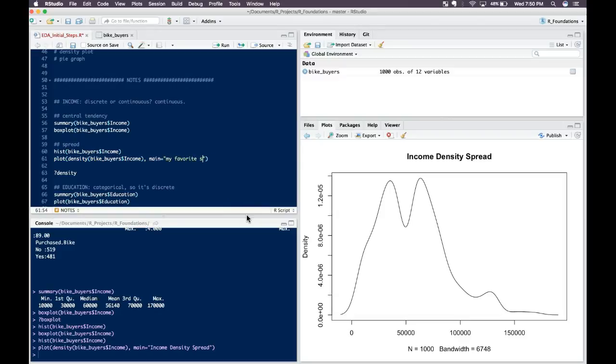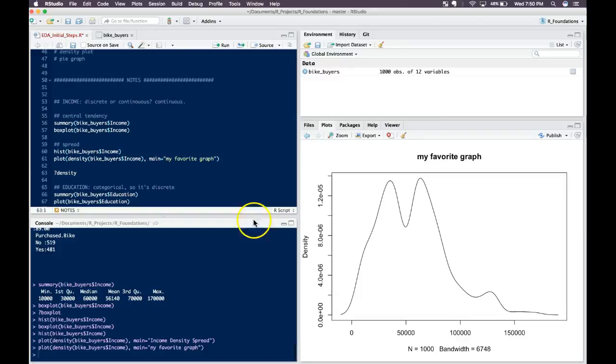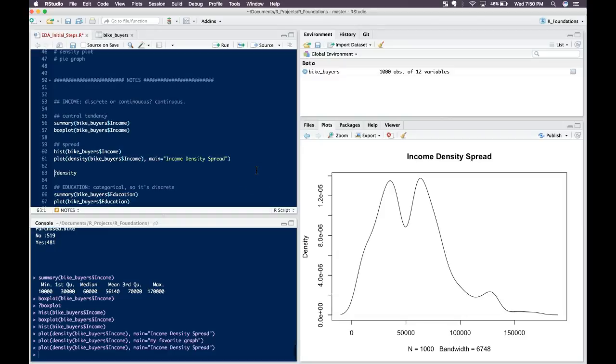Just to show you, it changes it right up here. Let's go ahead and change that back because it makes more sense: Income density spread. Alright. So another interesting thing, you can see a little bump right here, and you wonder, who are these people up here? What are they doing there?